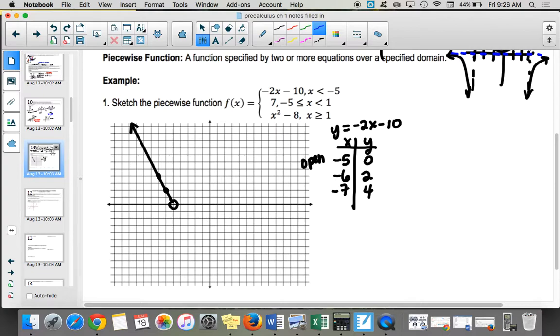Does that make sense? Yeah. Is the line dotted? Nope. All right, so then we do y equals 7 is the next one.